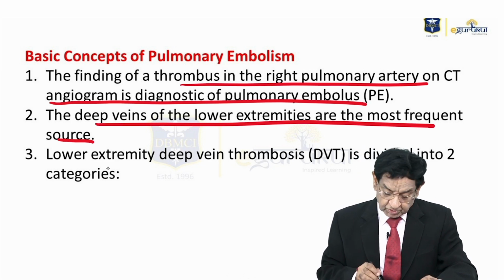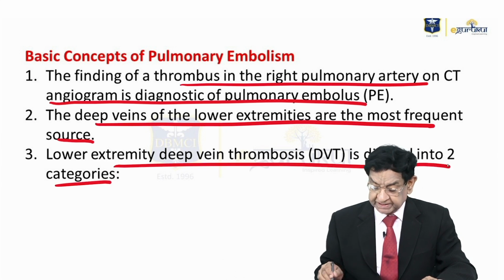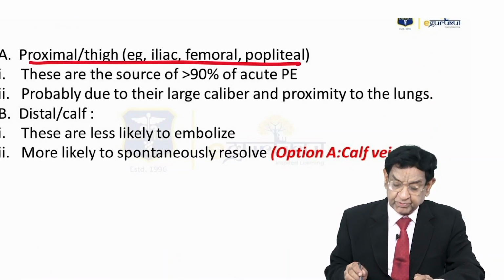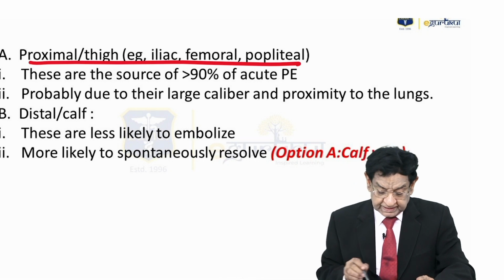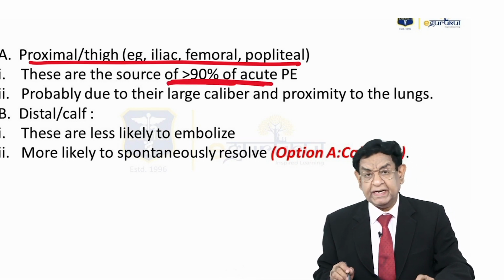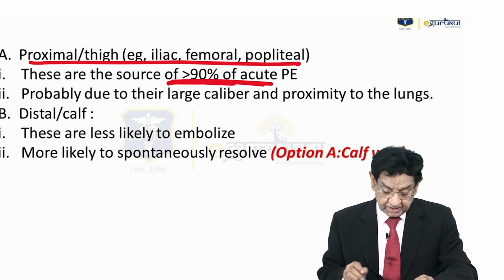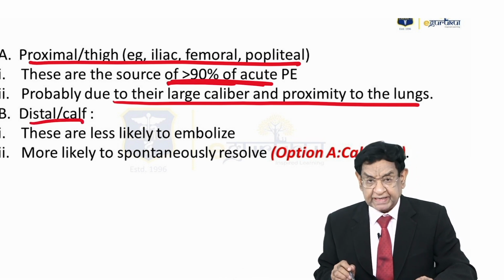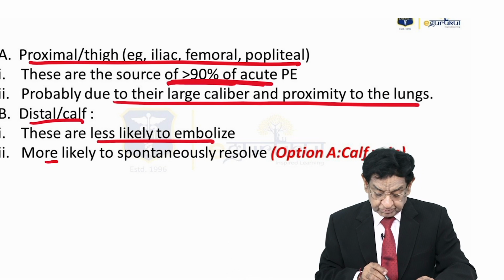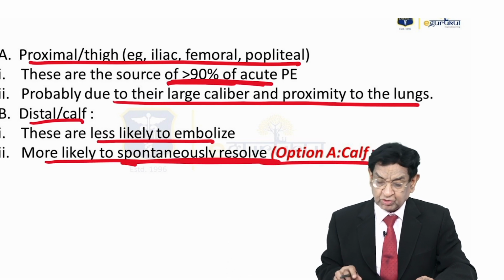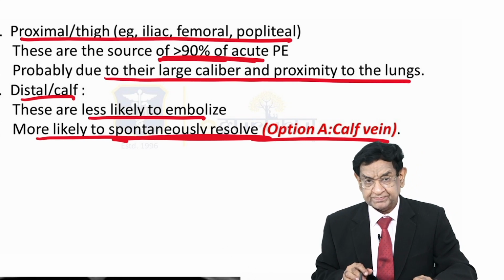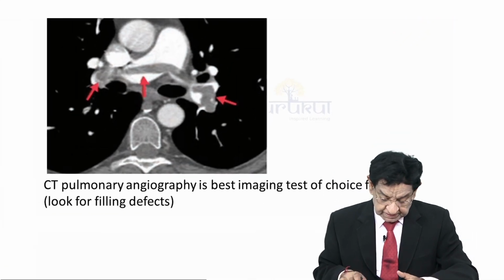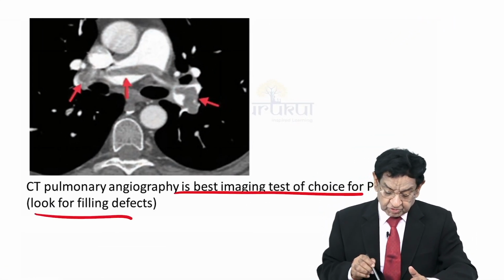Lower extremity thrombosis is divided into two categories. One is proximal: thigh, iliac, femoral, or popliteal, which I showed you in the picture also. They are the source of more than 90% of cases of acute pulmonary embolism, probably due to large caliber and proximity to the lungs. Distal calf veins, which are below the knee, are less likely to embolize and more likely to resolve spontaneously. So option A, calf vein, is not the answer. It's only 10%. Well, we saw that pulmonary angiography is the best investigation to look for the filling defect.